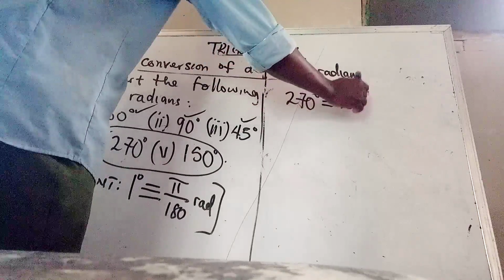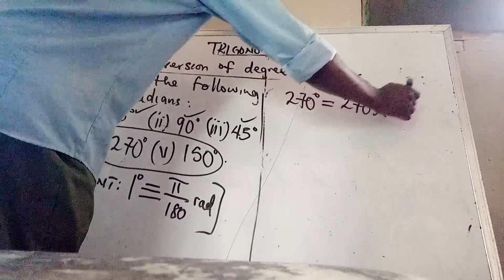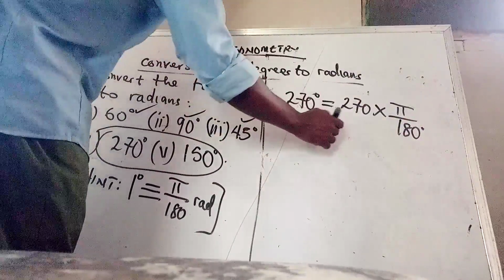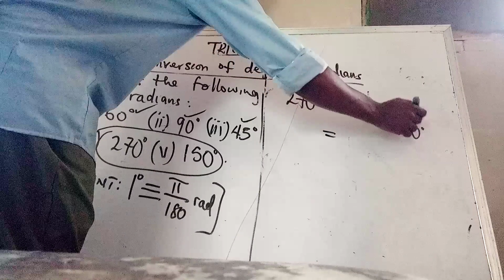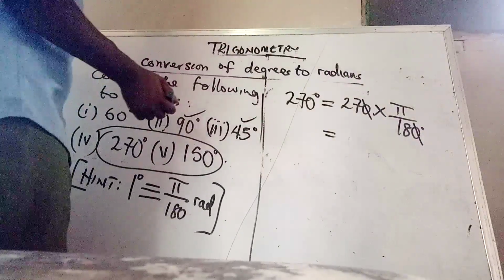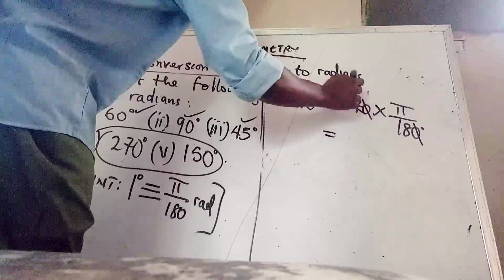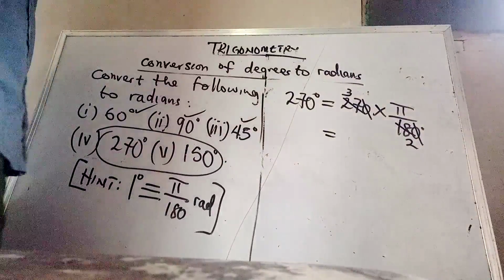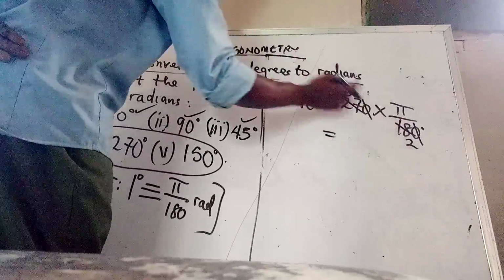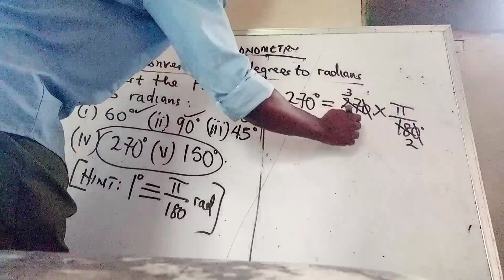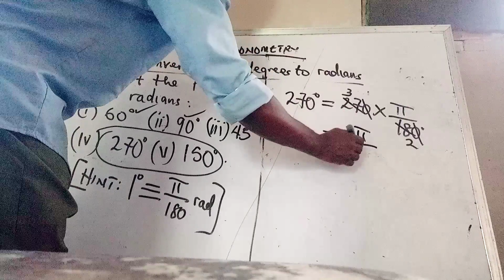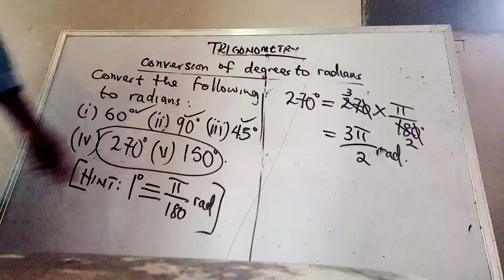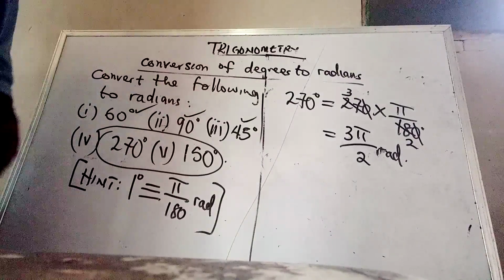That will be 270 times pi over 180. So that will give me 0 cancel 0, 9 here 3, 9 here 2. You will notice that nothing can go here again. So that will be 3 times pi, 3 pi over 2 radian. That is the answer. If you are correct, you will know.